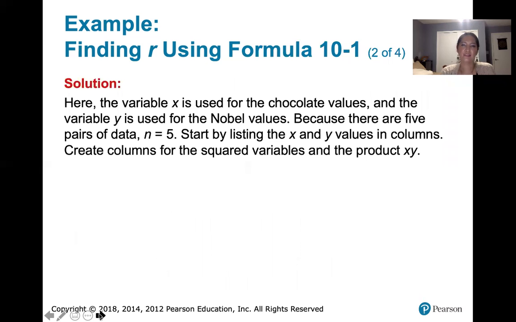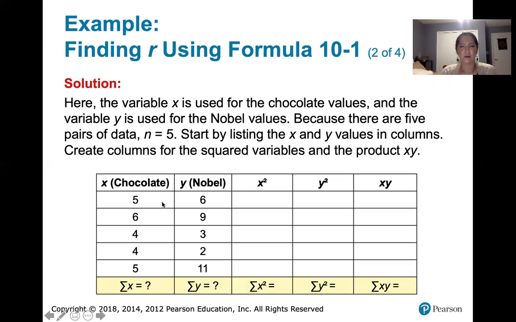So usually when I'm doing this, I find out how many ordered pairs of data that we have, which is N equals 5. And then we'll create columns for the squared variables and the product X times Y. So I'm just listing my X values in a column, my Y values in a column. Then I list X squared here, Y squared here, and X times Y here. And then down here at the bottom, I know I'm going to sum all of those. Let's actually do that together.